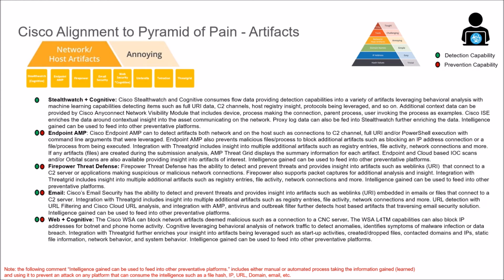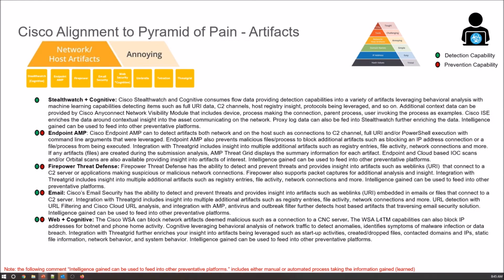Cognitive leverages behavioral analysis of network traffic to detect anomalies and identify symptoms of malware infections or data breach. Integration with ThreatGrid, very much the same, right? Artifacts could include things like startup activities, created drop files, contacted domains, IPs, static file information, network behavior, and system behavior. And intelligence gained here can be used to feed into other preventative platforms.